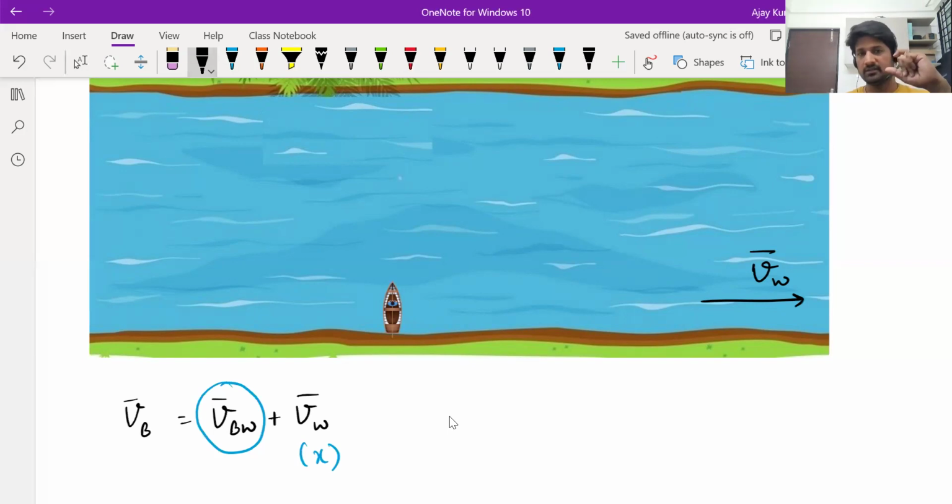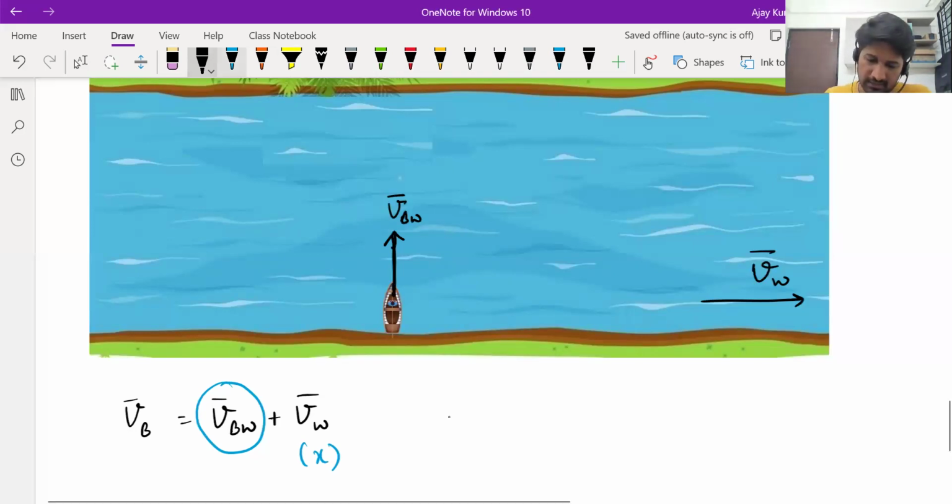Now we want to cross the river in the shortest possible time. Generally, when you want to cover a distance in the shortest possible time, you have to give maximum speed in that direction. It's the y component of VBW which helps the boat cross the river. And you want to cross in shortest possible time. So you have to ensure that the y component of VBW is maximum. And how do you do that? Make VBW point in the y direction. That's all. In that way, all the VBW is in the y direction itself. That is the best possible y component you can get.